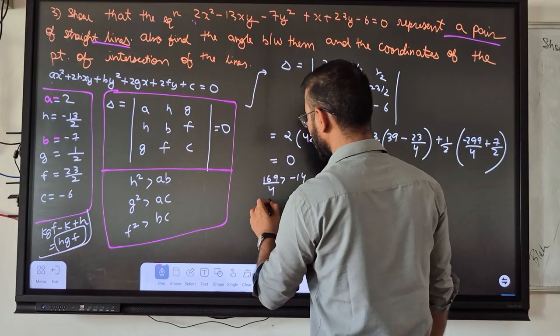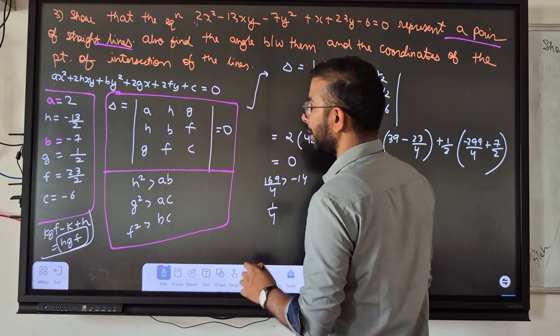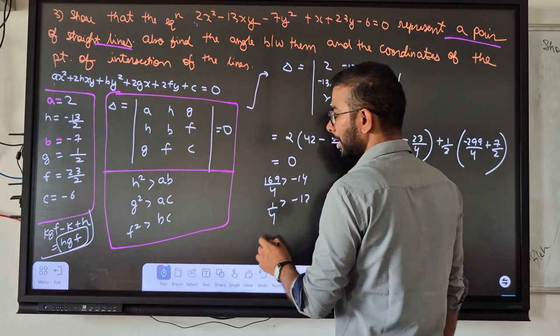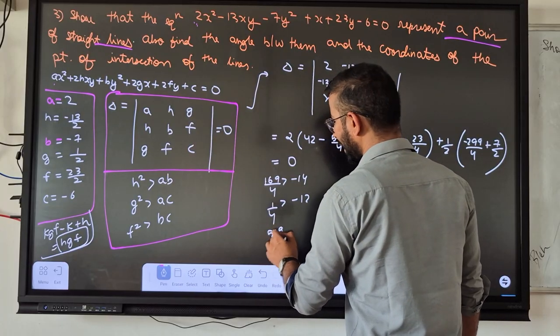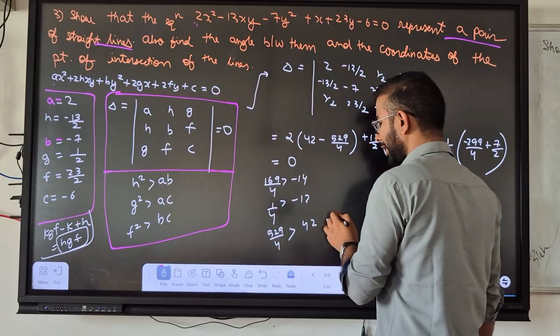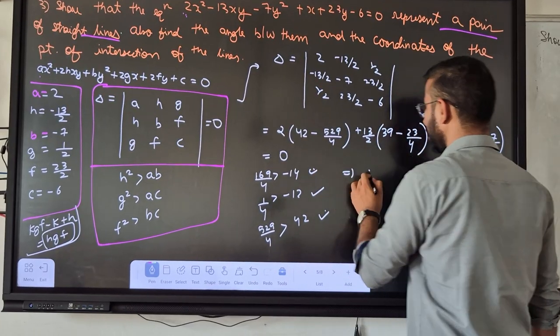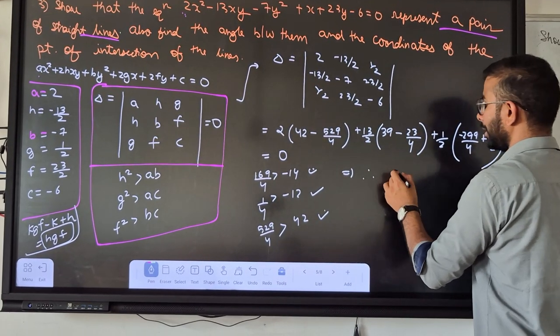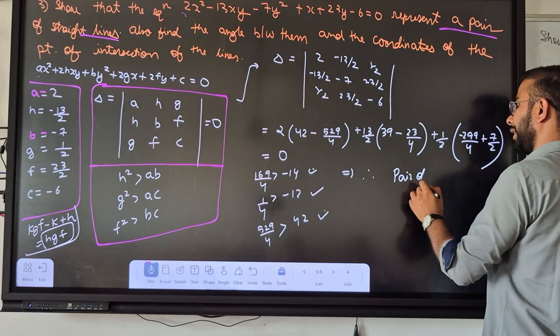Second, g square. 1 by 2 square is 1 by 4. A into C is minus 12. Yes, it makes sense. And f square would be 529 by 4, and this is 42. 168, it is greater. So it makes sense. Yes, all are correct. Therefore, it represents a pair of straight lines.